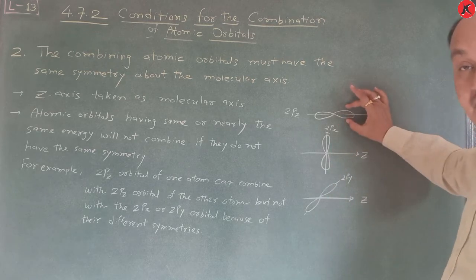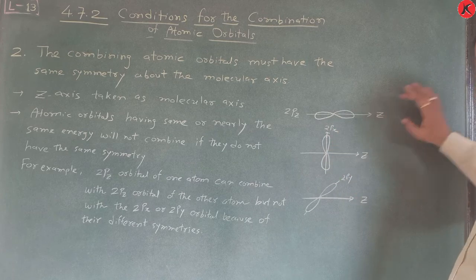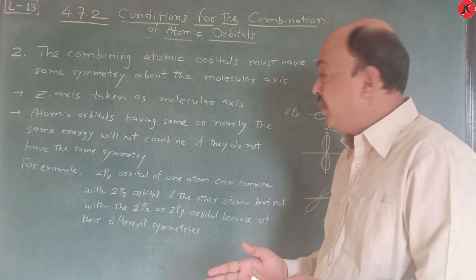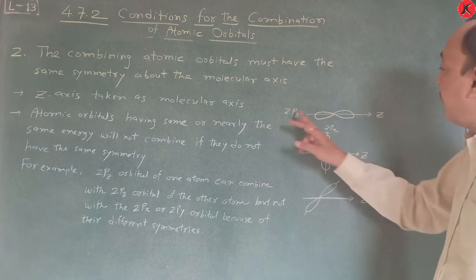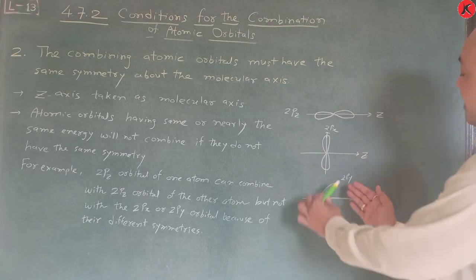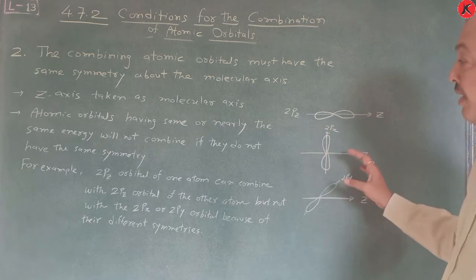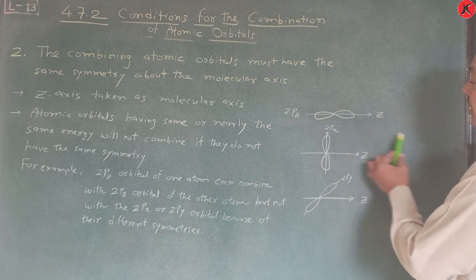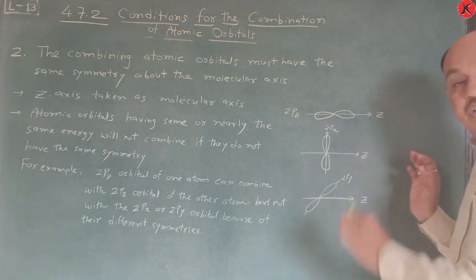So this is the symmetry. It is not the same. 2pz orbital combined with 2pz orbital is possible because the same symmetry is there. But it is not possible to combine 2pz orbital with 2px as well as 2py orbital, because their symmetry is different. If they combine, there is no overlapping. Remember, so this is not the way. Here 2px combines with 2px, 2py combines with 2py, and 2pz combines with 2pz.